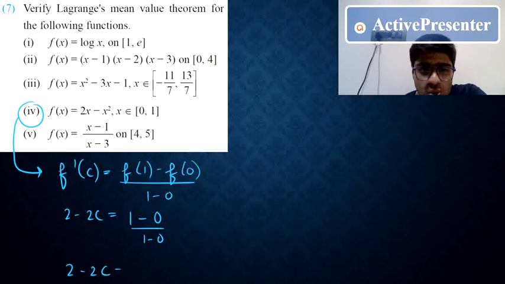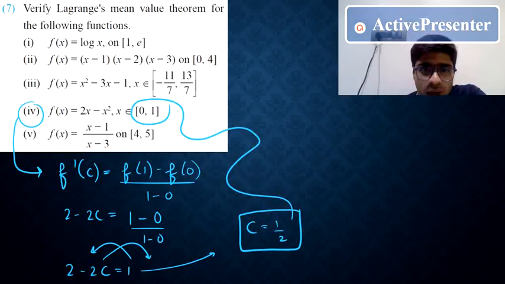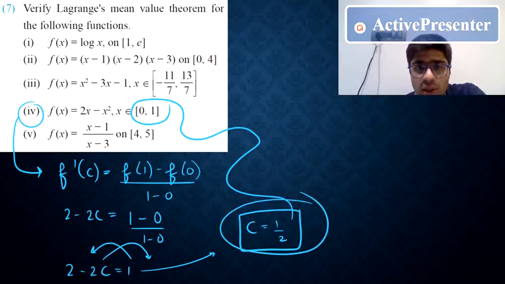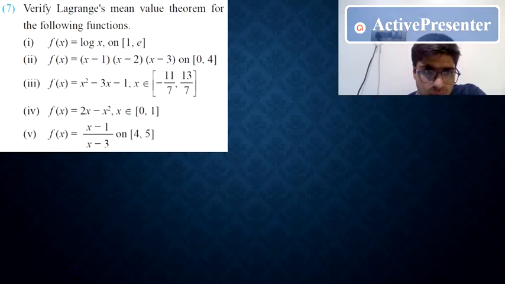So we have 2 minus 2C equal to 1. Take that 1 on the left and take this 2C on the right. So you will have 1 equals 2C, and C will be equal to 1 by 2. The value of C, 1 by 2, lies in the given interval 0, 1. And that is how you are verifying the Lagrange's mean value theorem. That is, there's one point in that interval where the Lagrange mean value equation will be satisfied.